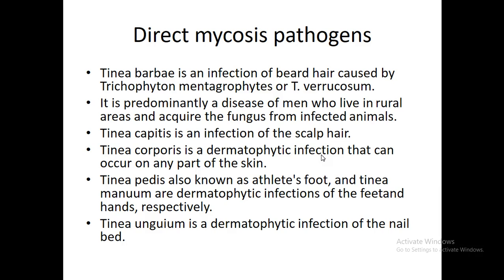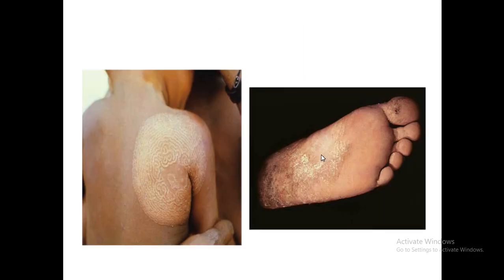Then another presentation is tinea unguium. Unguis is a Latin word meaning nail. In this kind of infection, the nail becomes discolored and thick, and then the nail plate rises and separates from the nail bed. Trichophyton species are responsible for it. This is tinea corporis. As you can see here, it presents as rings appearing on the body, and this is athlete's foot or tinea pedis.